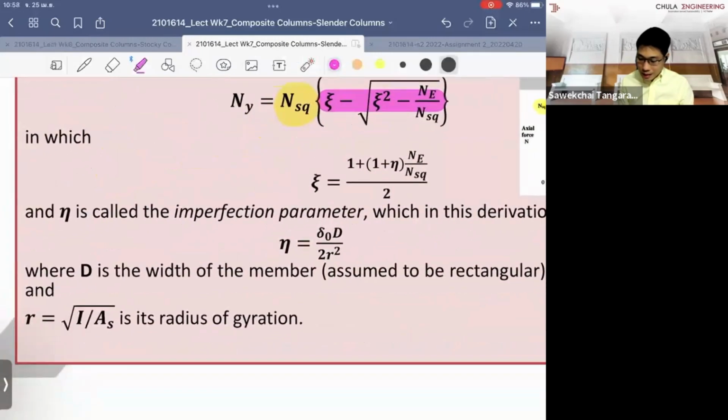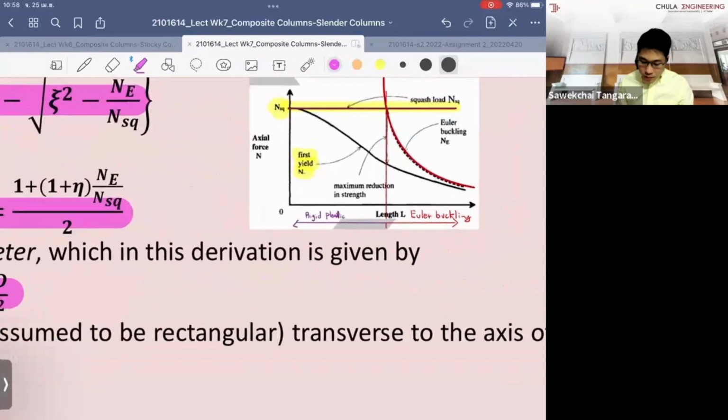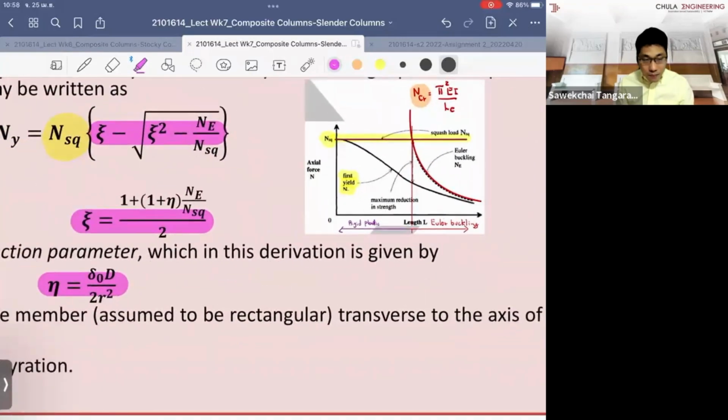So you have a series of formulations, and you can substitute them easily. What this formulation is giving you is this: the formulation that we're describing just approximates the first yield capacity of the column, which is the line here.